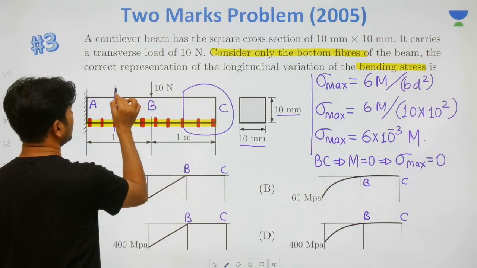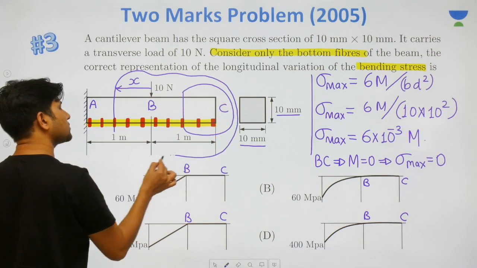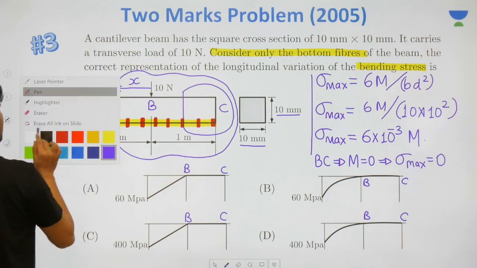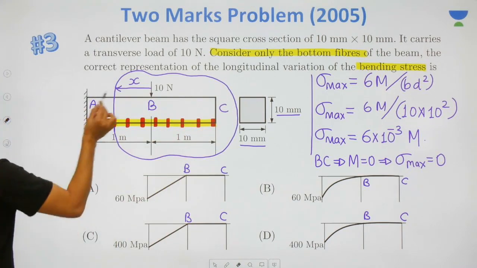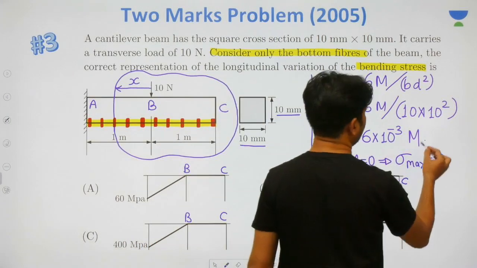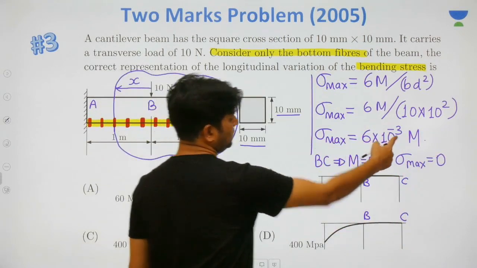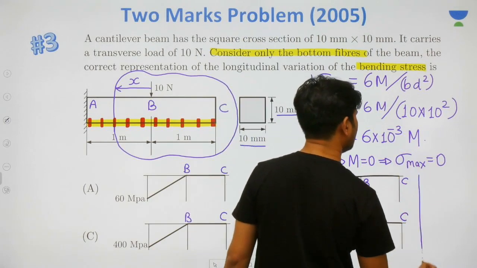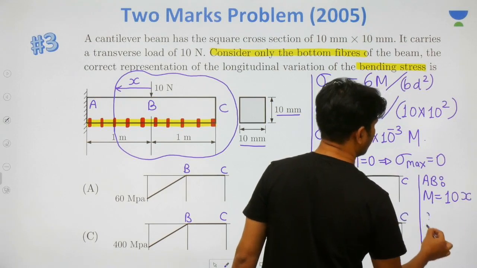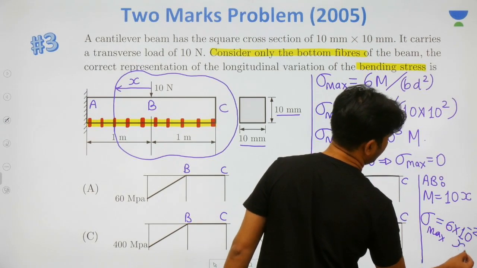Any section between A and B you take, and my dear friends, the bending moment value, once again, if you calculate from one side, whatever forces are there, you consider all of them. Then you have the bending moment value in the AB segment as 10 multiplied by x. If you put the bending moment value 10 multiplied by x, then this sigma max value you'll get as 6 into 10 raised to minus 2x.